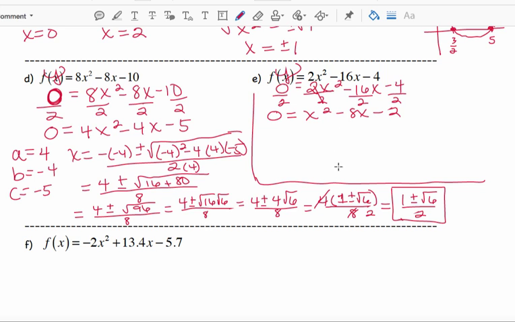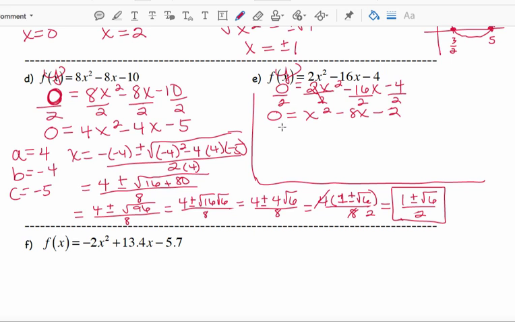This is the perfect candidate for completing the square. I cannot factor it, so I'm going to have to use either quadratic formula or completing the square. Perfect candidate for completing the square. And the reason is because the coefficient in front of your x squared term is a 1, and your middle term, your b term, your bx term is even. So when I complete the square on it, this 8 is going to divide in half nicely.